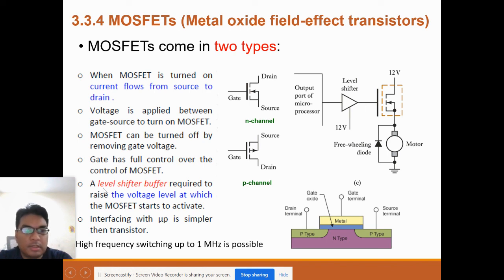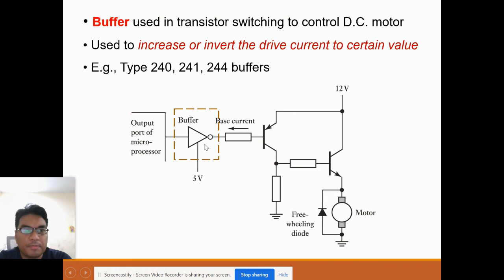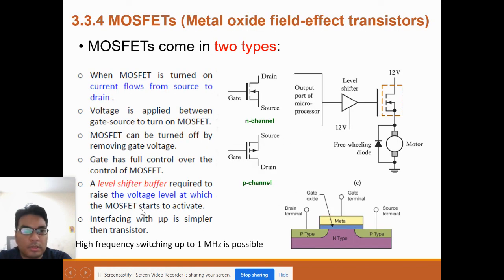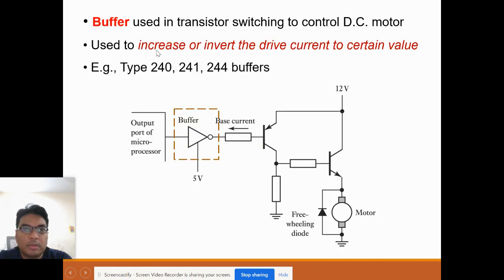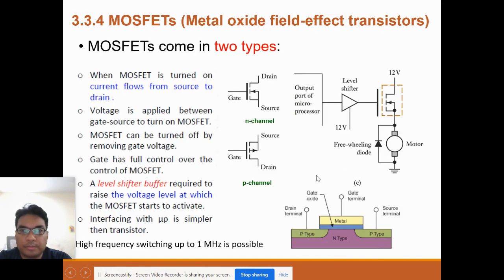And also we need a level shifter buffer to raise the voltage level at which the MOSFET starts to activate. Basically, we have a level shifter, the same as a buffer in a typical bipolar transistor, so of course it will control the level of voltage, similar to this buffer, to increase or invert the voltage to a certain value. Interfacing of this microprocessor is basically simpler than with a transistor. So the MOSFET has the advantage of a simpler interfacing compared to the basic bipolar transistor. The high voltage switching can be up to 1 megahertz, which is one of the advantages of the MOSFET. It can go through very high frequency operation.